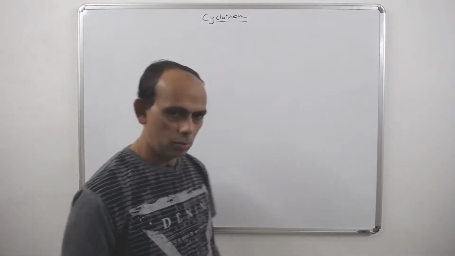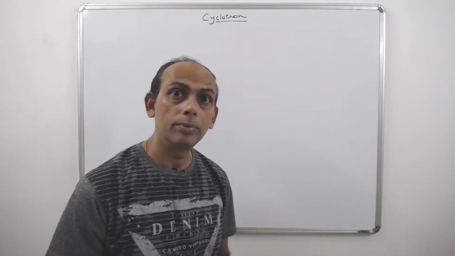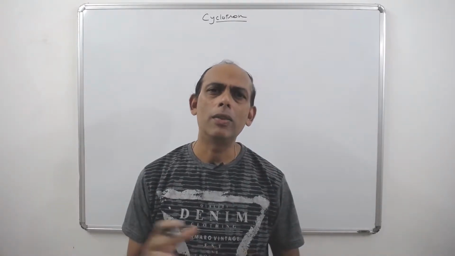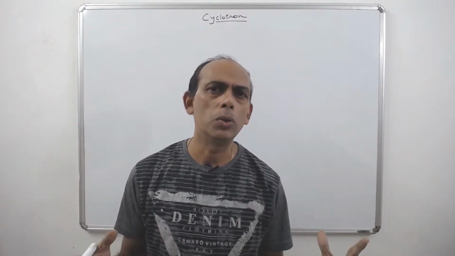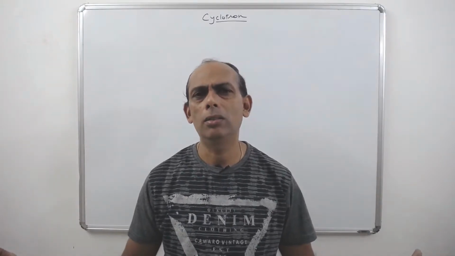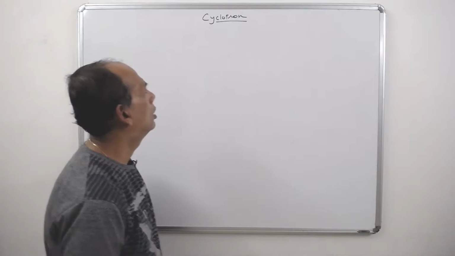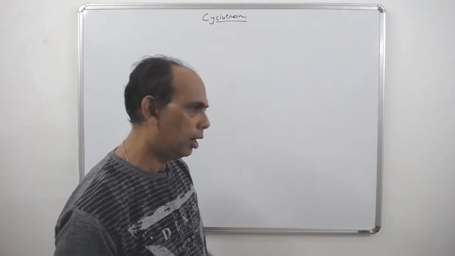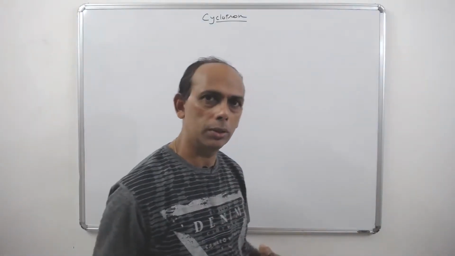What is a cyclotron? A cyclotron is a device used to produce an accelerated charged particle. Very simple definition. It's used to produce an accelerated charged particle which can be used for multiple uses.